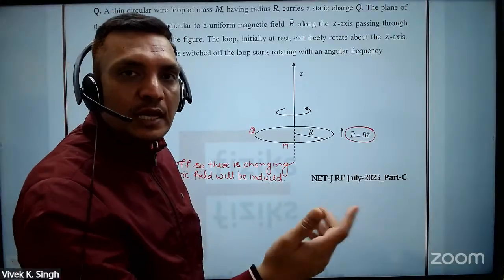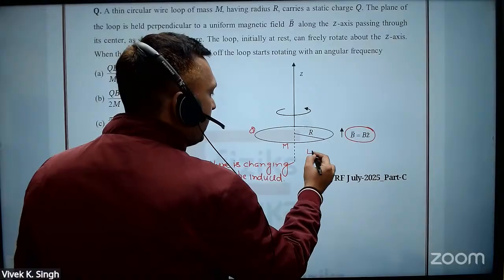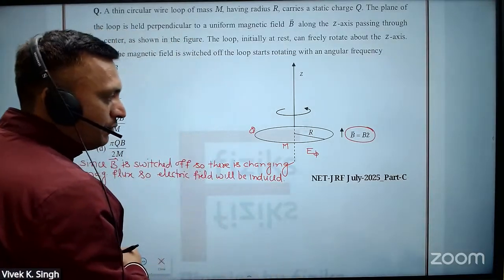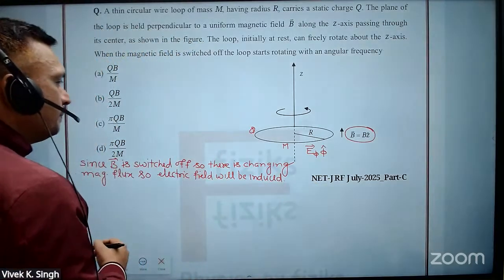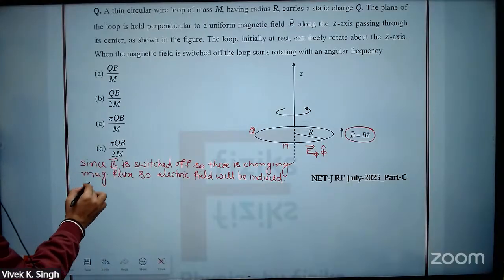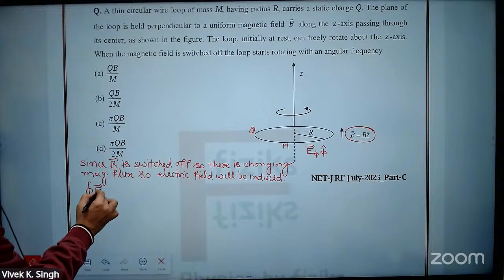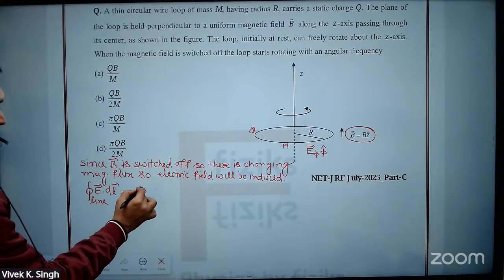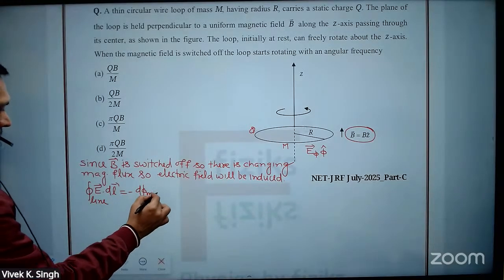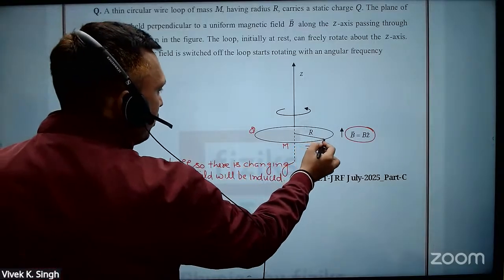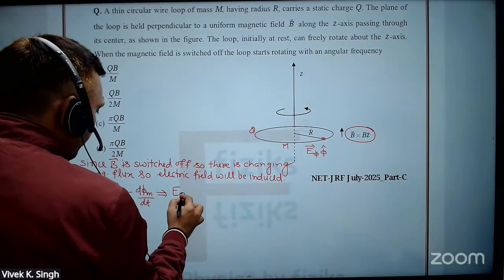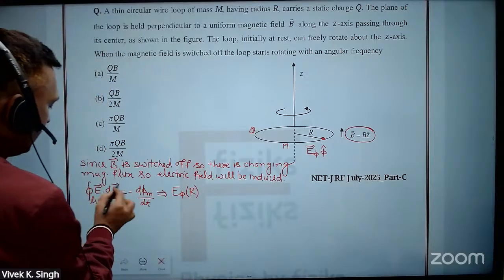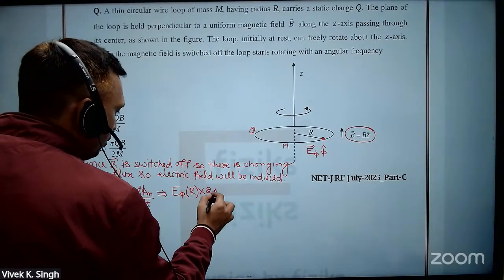What is the direction of the induced electric field? The induced electric field will be in the phi cap direction. That we have identified: it has only a phi cap component. So how to find the induced electric field? You know this result that closed loop integral of E dot dl is given by minus d phi m by dt. Now you have to see what the induced electric field will be at this point. Let's say it has an E phi component at radius r. So E dot dl are in the same direction, and the integral of dl will give you 2 pi r.